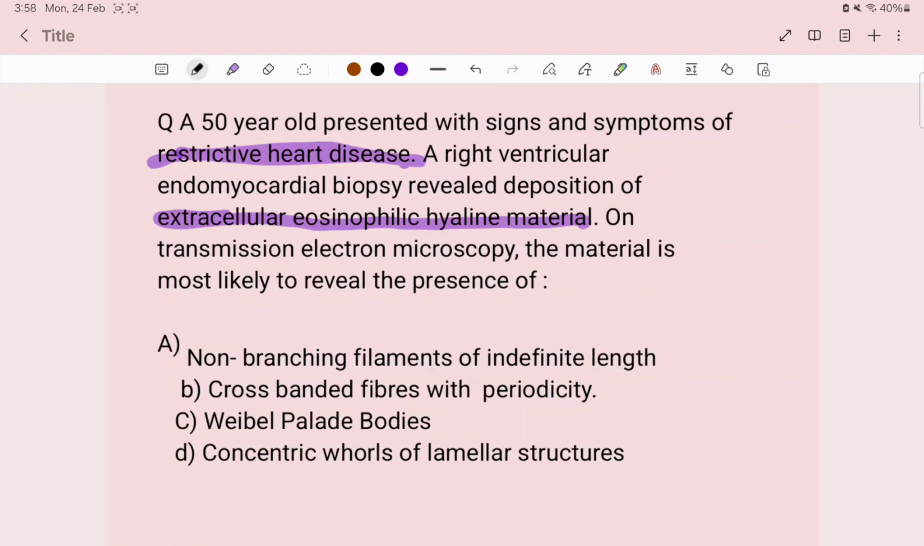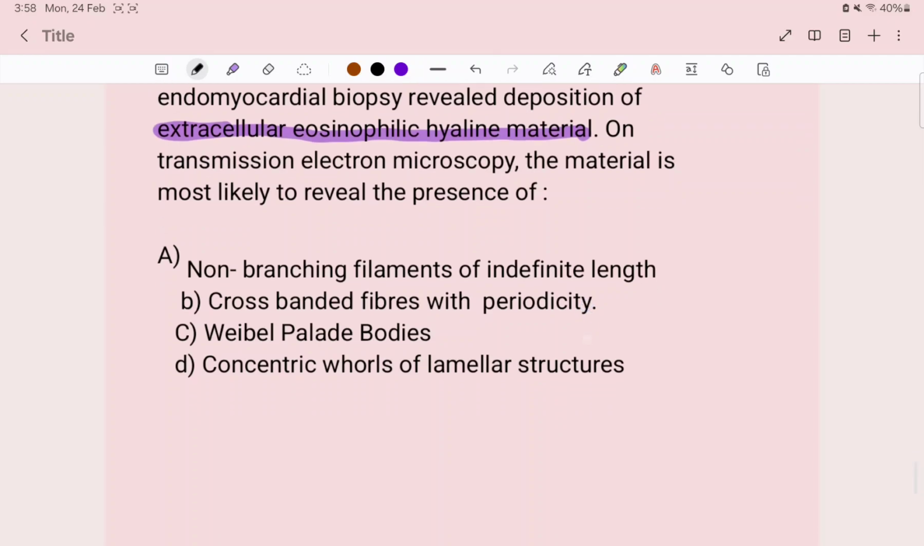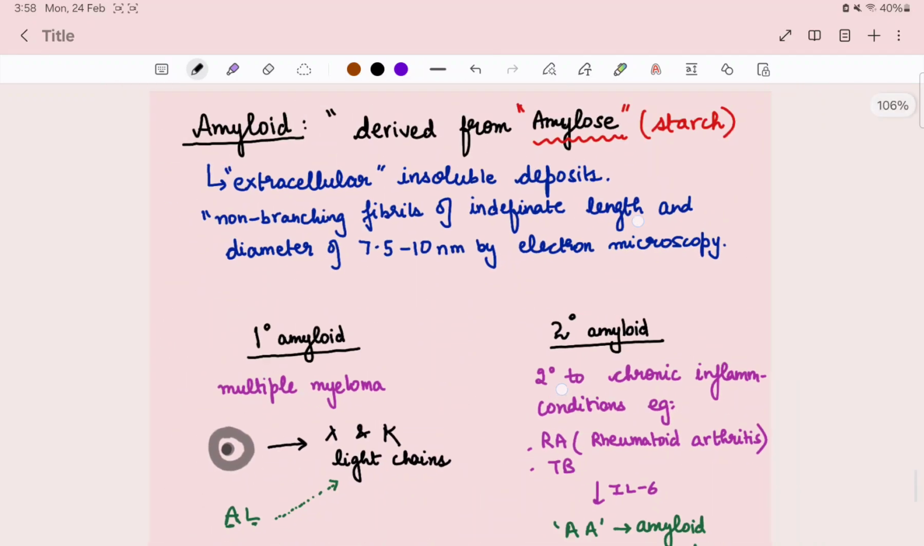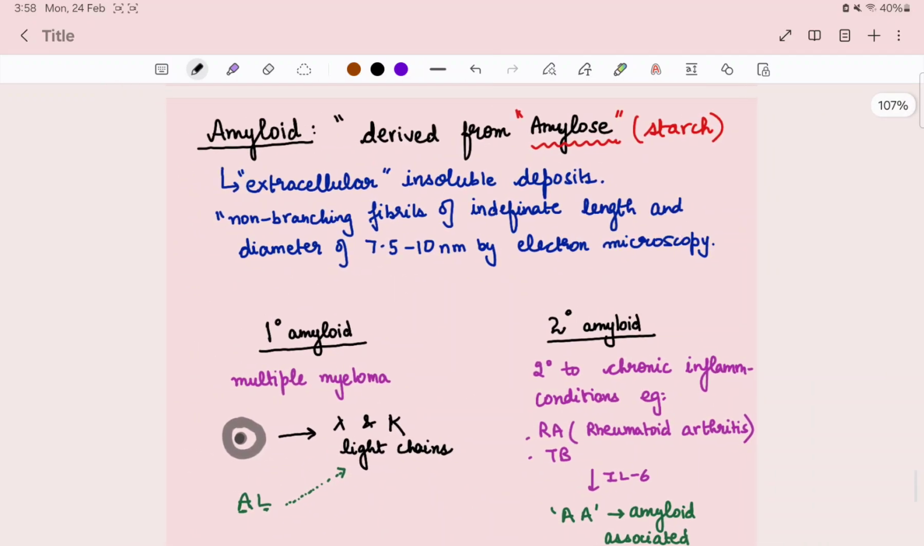So before explaining this topic, I would like you all to get a paper and pen and write everything that you know about amyloidosis, and then see this video to know which points that I have missed or you have missed. This will help you to revise the topic easily. So first, what is amyloid? Amyloid, it is derived from the word amylose, which means starch.